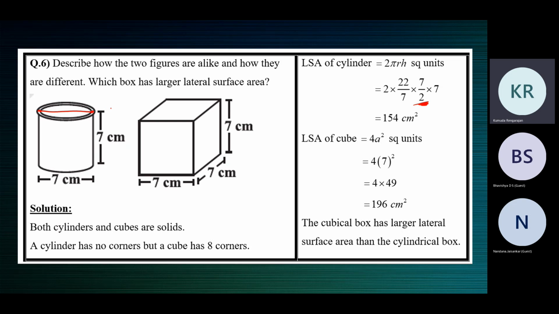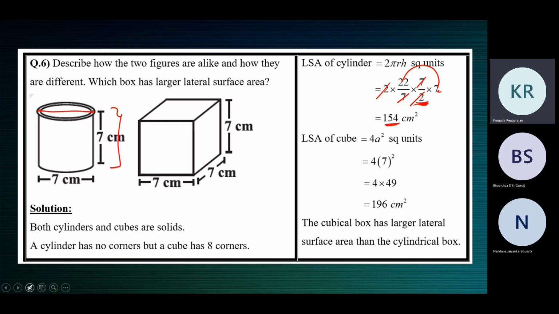Into height, you can clearly see here, the height of the cylinder is 7. So radius R is 7 by 2 and H is 7. So how do you simplify this? 7 and 7 cancel, 2 and 2 cancel, 22 into 7 is 154.